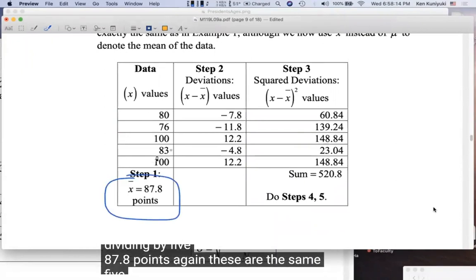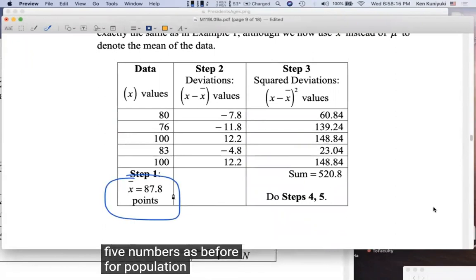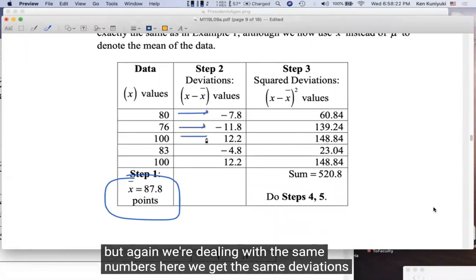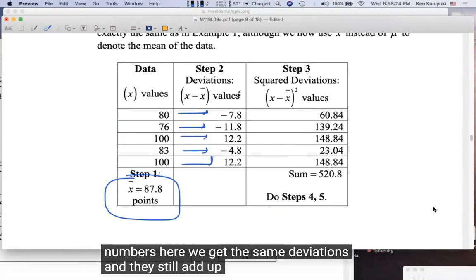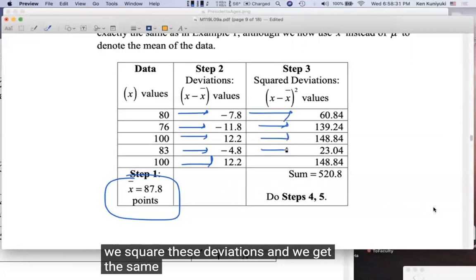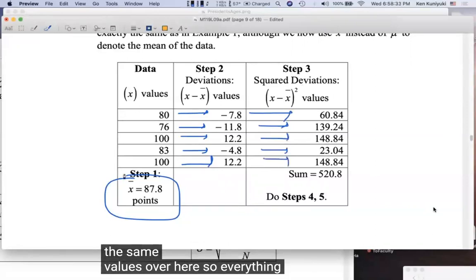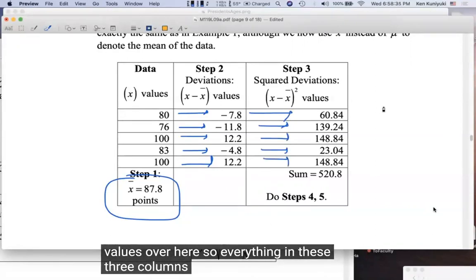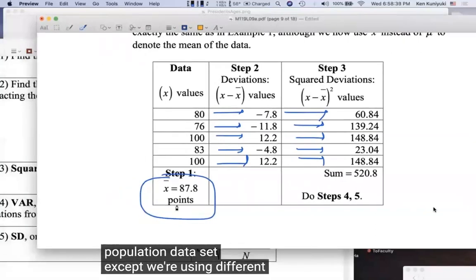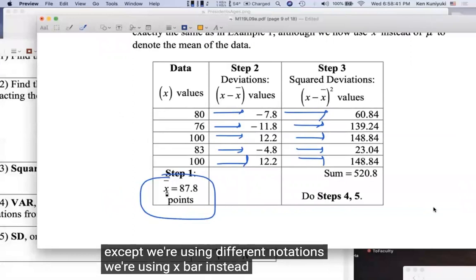Again, these are the same 5 numbers as before for population data. We subtract off the sample mean, but again, we're dealing with the same numbers here. We get the same deviations, and they still add up to 0. We square these deviations, and we get the same values over here. So everything in these 3 columns is exactly like what we saw for the population data set, except we're using different notations. We're using x bar instead of mu.